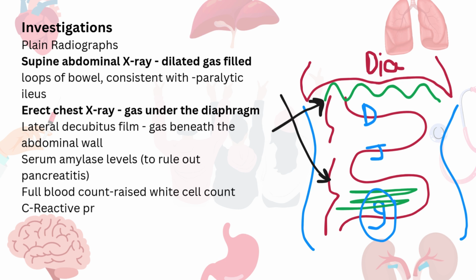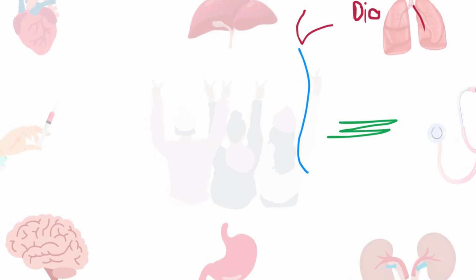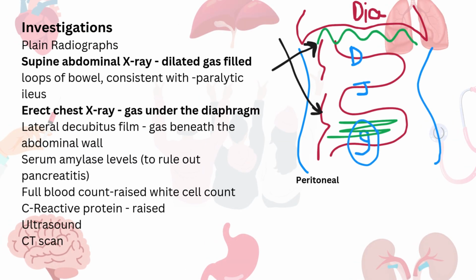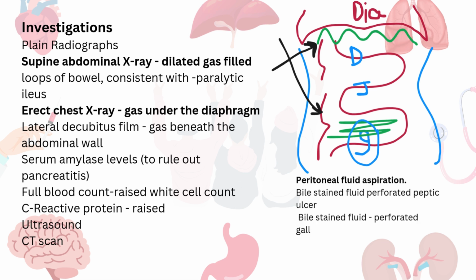Then you can also check the serum amylase level to rule out if there was pancreatitis or not, full blood count to check if there was infection initially or not, C-reactive protein, ultrasound, CT scan, etc. Now, the most important test for the investigation of peritonitis would be peritoneal fluid aspiration. If the fluid that you have aspirated out of the peritoneal cavity is bile stained, it means this might be the case of a perforated peptic ulcer.